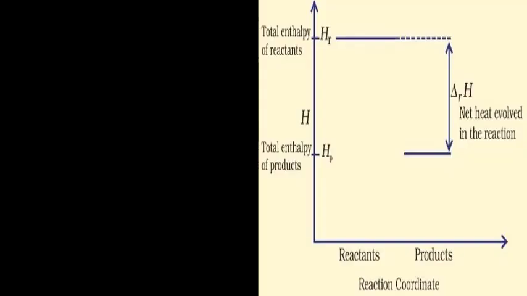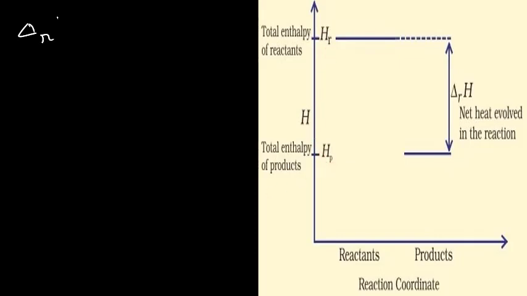We can understand the exothermic reaction with the help of a graph. Here this is the reaction coordinate and this is the energy or enthalpy coordinate. This is the total enthalpy of products, that is HP, and this is the total enthalpy of reactants, that is HR. So here the enthalpy of reactants is more than the enthalpy of products.